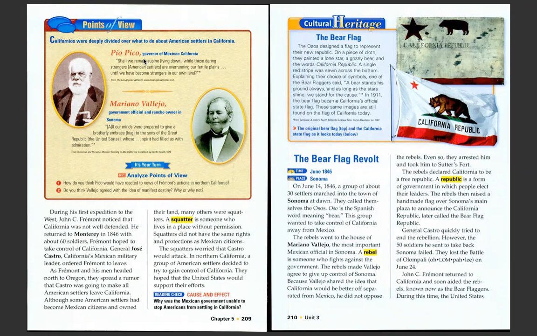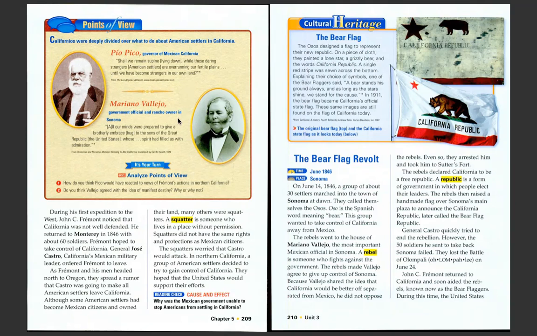Pio Pico, he was the governor of Mexican California. He said, "Shall we remain supine, lying down, while these daring strangers, American settlers, are overrunning our fertile plains until we have become strangers in our own land?"